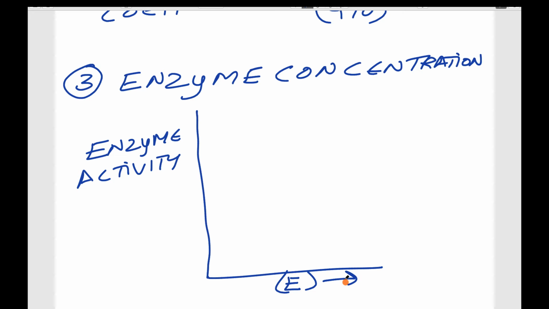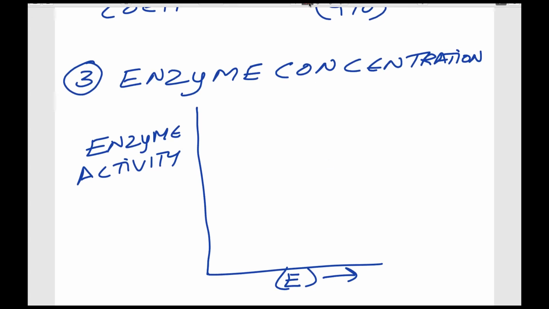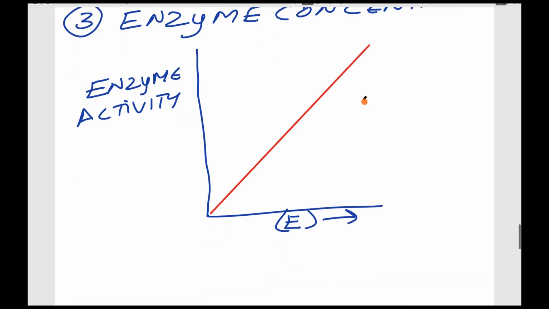When substrate is available, the rate of reaction is proportional to the enzyme concentration. Let me draw a straight line. So it is proportional. There are also some limits. Once one of them is limiting, the reaction will stop increasing and will maintain that velocity. Then this is about the enzyme concentration.